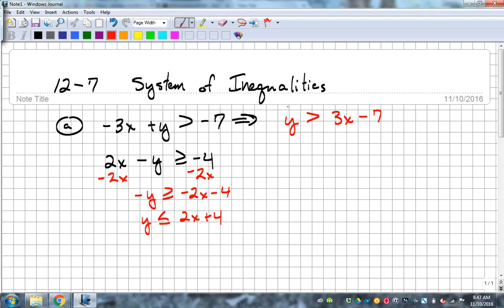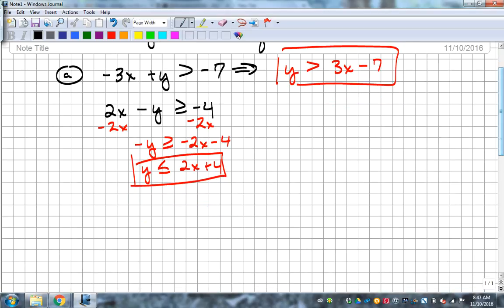So those are our inequalities that we're going to graph on the same coordinate plane because it's a system, so that means they're both together. So I'm just going to draw myself a little coordinate plane here, make sure I got room to get positive 4 on the y-axis and negative 7 on the y-axis. I think I've got room for that. And graph those. So how do I graph y is greater than 3x minus 7?